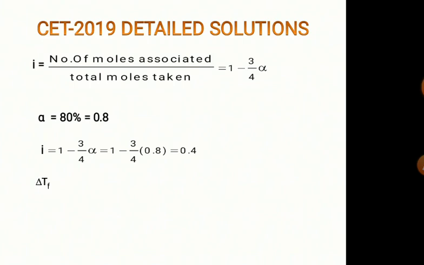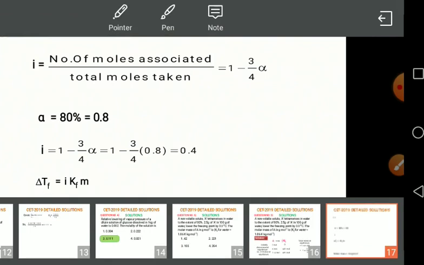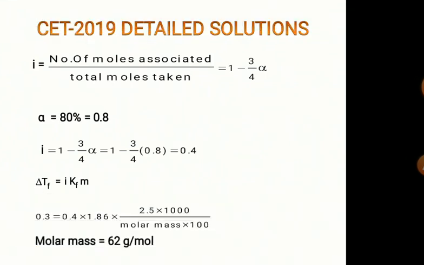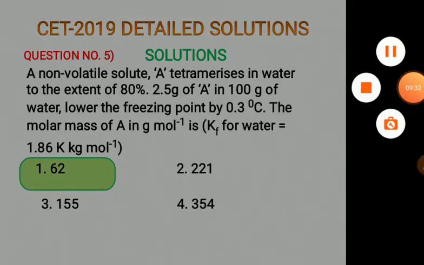Then use the formula delta Tf is equal to i into Kf into m. Delta Tf is given as 0.3 K, i is 0.4, into 1.86, into 2.5 into 1000 divided by molar mass into 100, that is the molality formula I have used. Hence you are going to get the answer 62 gram per mole. So the answer for this particular question is 62.